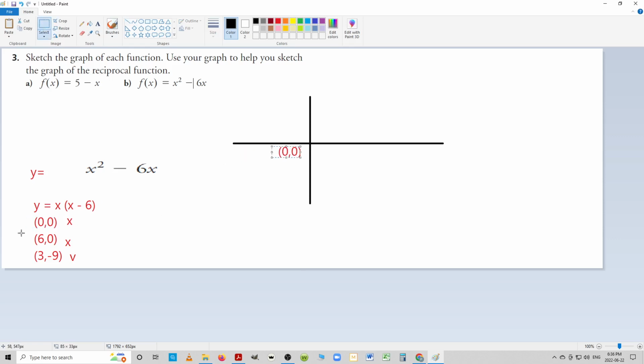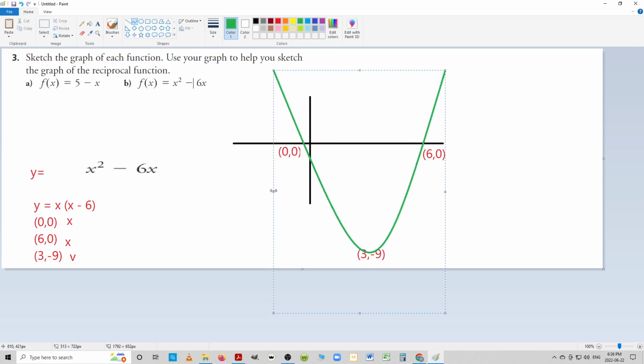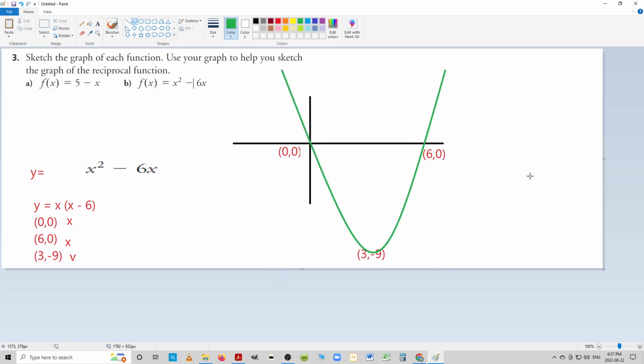Those are the x-intercepts, rather. And then way down here, 3, minus 9 is my vertex. I'm going to make my line green, like that, and I'm just going to try to make sure it goes through my points.